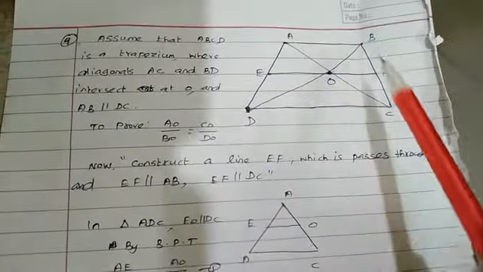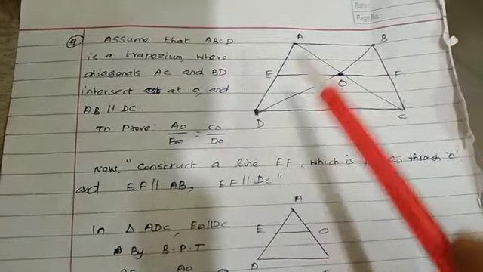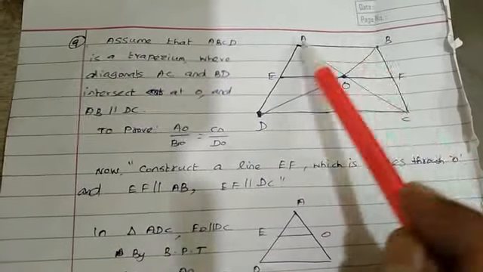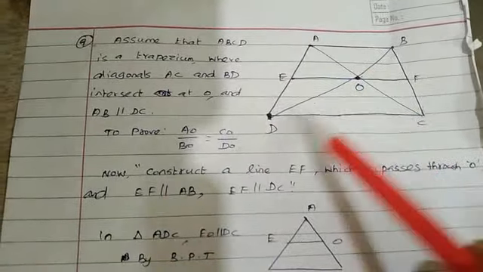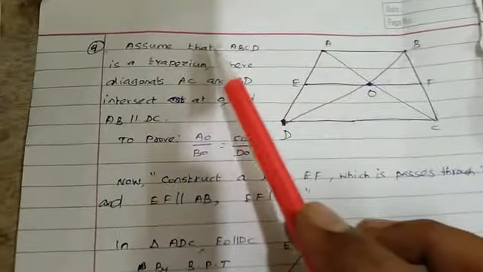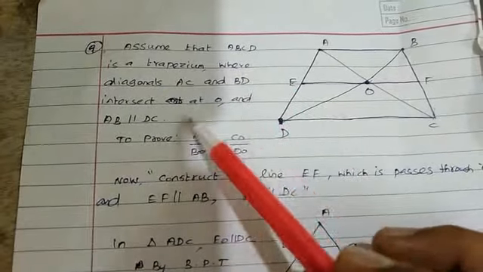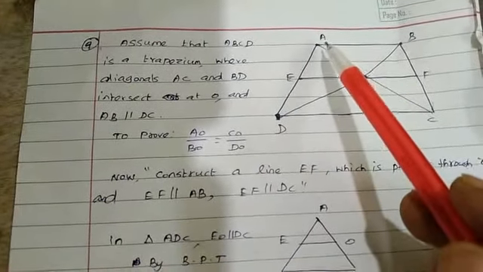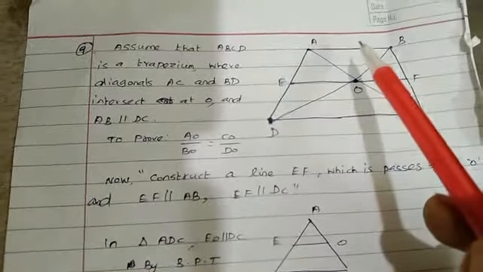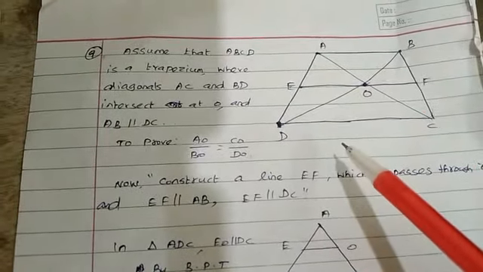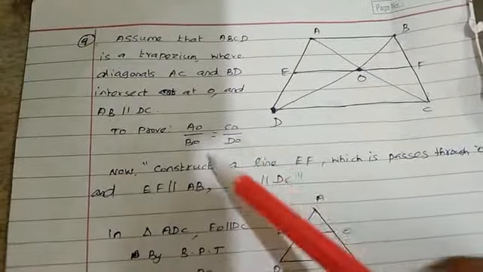Now assume that ABCD is a trapezium. The diagonals connect non-adjacent vertices, so AC is a diagonal, and the diagonals AC and BD meet at O. Given AB is parallel to DC, it's a trapezium, since in a trapezium one pair of sides is parallel. Now we need to prove this condition.